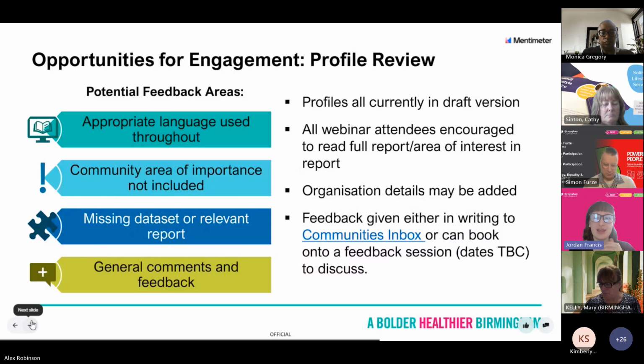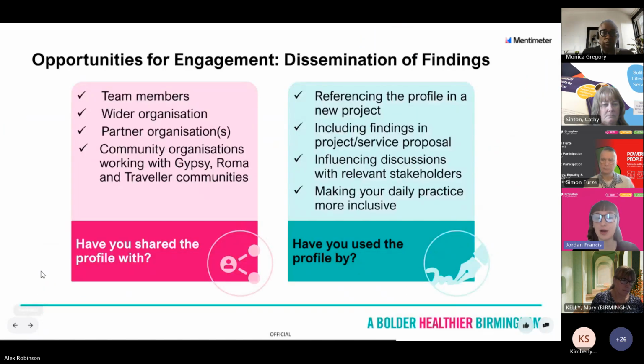In terms of where you can take these findings going forward, we really appreciate you reading the report, but where can you share it around? Maybe think about any team members that might be interested in this work, the wider organisation. If we can go on to the next slide, please, Alex. Any partner organisations that you work with, any community organisations that work with the Gypsy, Roma or Traveller communities that again might be able to provide that really useful feedback and development.